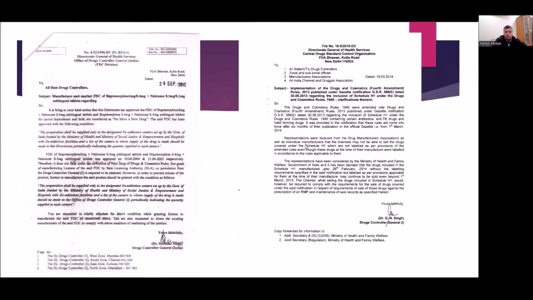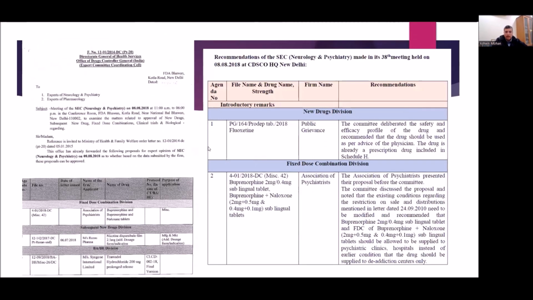Now, I'm not going into a debate of whether the letter has legal backing or not, or whether the gazette overrides the letters or not. Not important for now, but we can discuss it during our session. So that happened after buprenorphine was brought into Schedule H1.